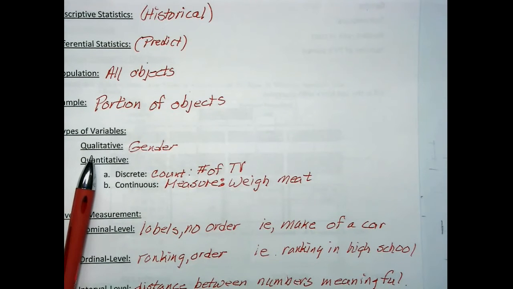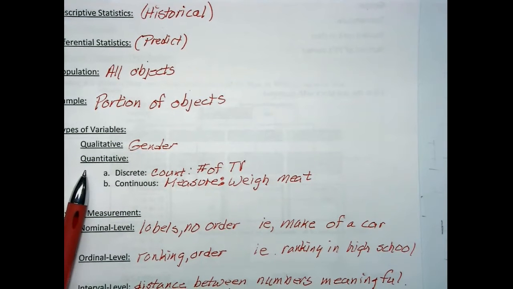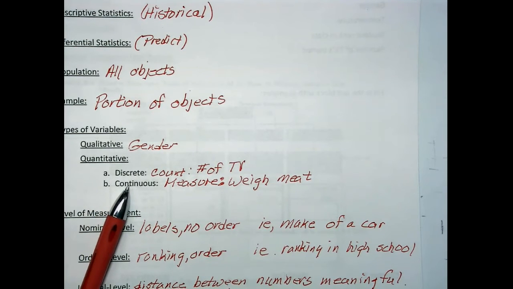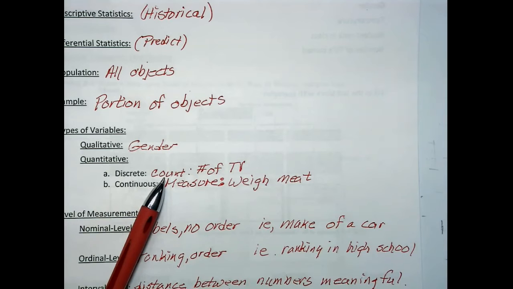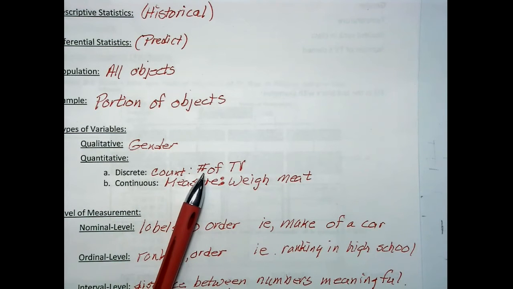Qualitative data is non-numeric. An example is gender. Quantitative data can further be broken down into discrete and continuous. Discrete data, you count it. There's gaps between the numbers. If I count the number of TVs in your home, there might be 3. There's not 2.54 TVs in your room. It's counting.